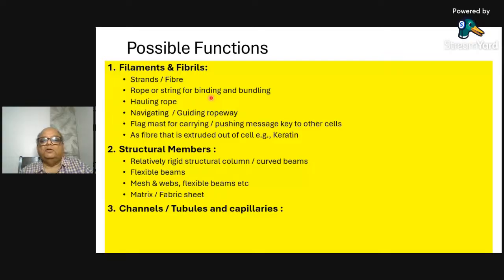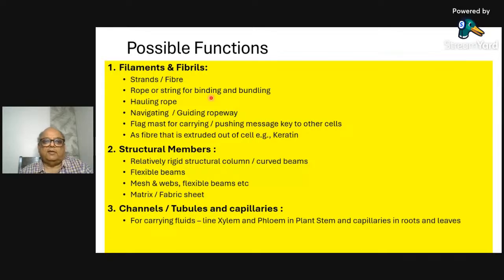Then channels and tubules and capillaries for carrying fluids. So just like we find xylem and phloem kind of capillaries which are there in a plant stem. So something like that, it's capable of forming. Of course, plant cells also come from there only, and also as structural columns, as a shaft that can rotate.